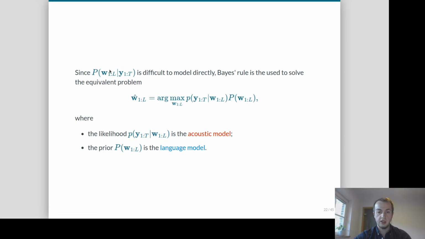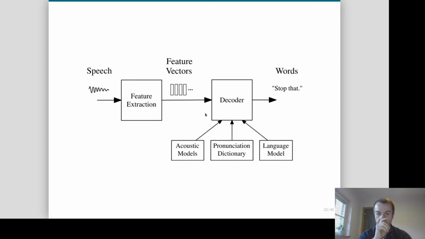All right, so let's see how we could define such an acoustic model, to define this conditional probability of y given W.